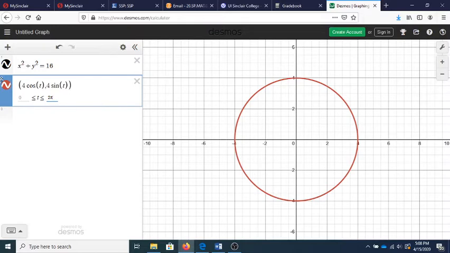Okay, and the parameterization, what was that? The parameterization matches the standard equation just right. All right.